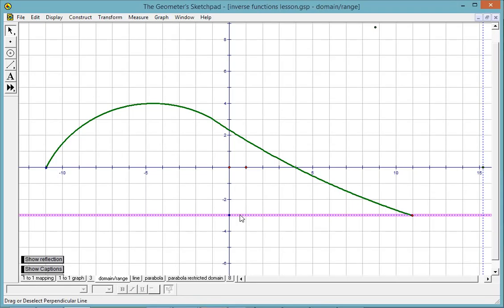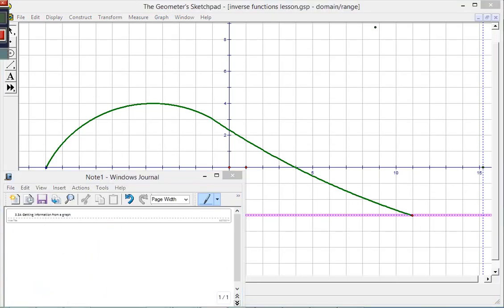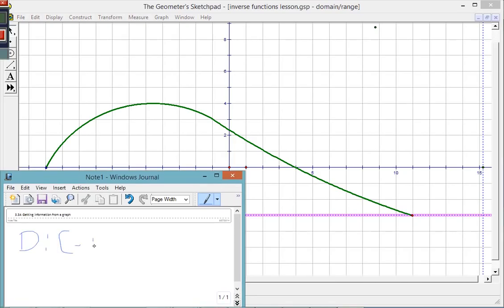Okay, so we would write that as the domain goes from negative 11 to positive 11. The range goes from negative 3 to positive 4. So we're just looking at this graph and we're seeing where those boundaries are, where it actually exists. So where it exists, that's where we get our domain and range.